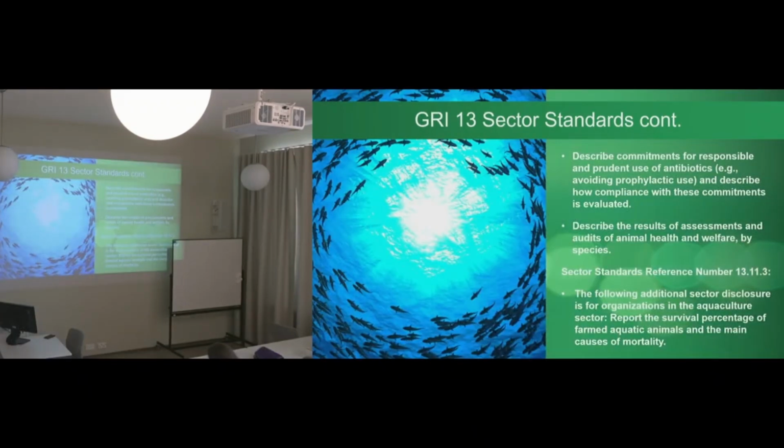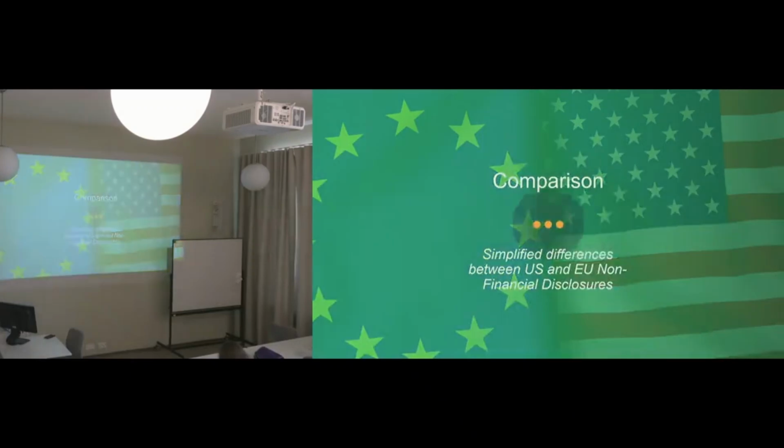The other 2 material items that they have here are describe commitments for responsible and prudent use of antibiotics, and describe the results of assessments and audits of animal health and welfare by species. I also want to touch on 13.11.3, which is sector disclosure about the survival percentage of farmed aquatic animals and the main cause of mortality. It must be disclosed as material.